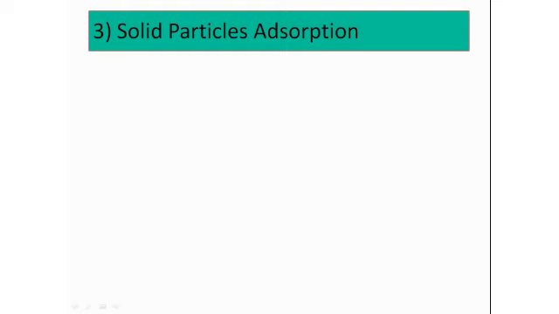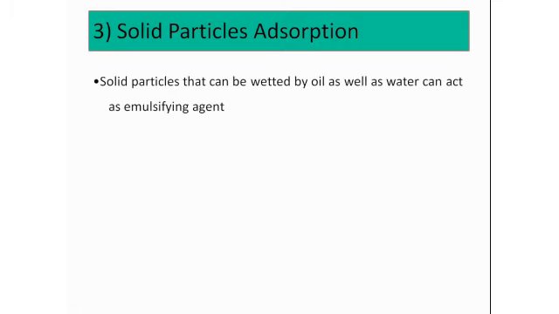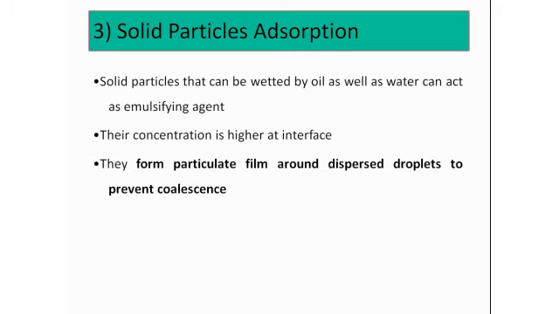Now the next one is solid particle adsorption. They form a particle layer over the dispersed phase. The solid particles can be wetted by oil as well as water, so they can act as an emulsifying agent. The concentration of these solid particles is always higher at the interface between the oil and water. They generally form a particulate film over the dispersed droplet to prevent coalescence of the dispersed phase.